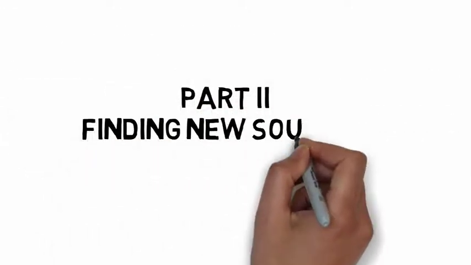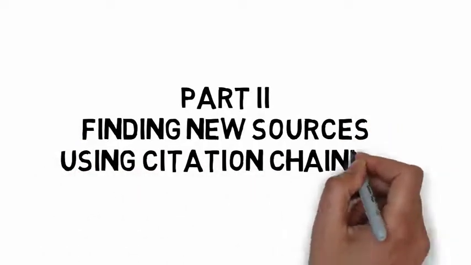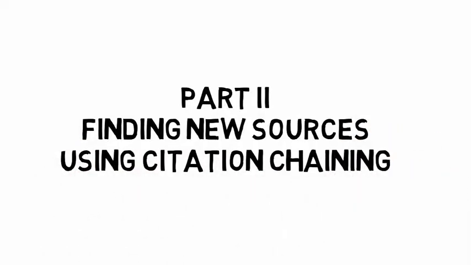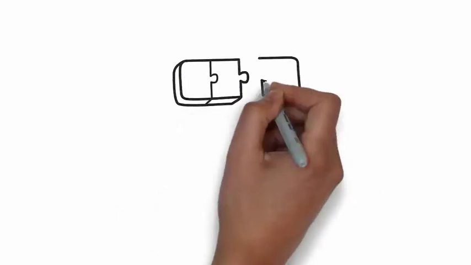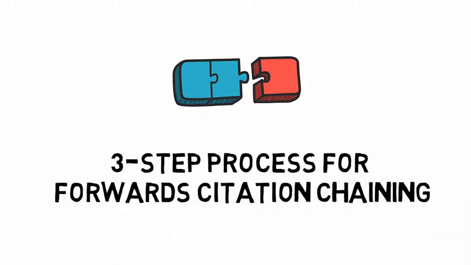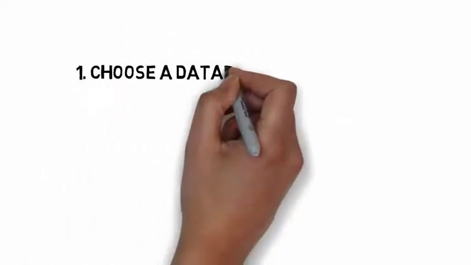Welcome to part 2 of this video from the Carleton University Library on finding new sources using citation chaining. In this video, we introduce a 3-step process for doing forward citation chaining. This 3-step process begins with step 1.